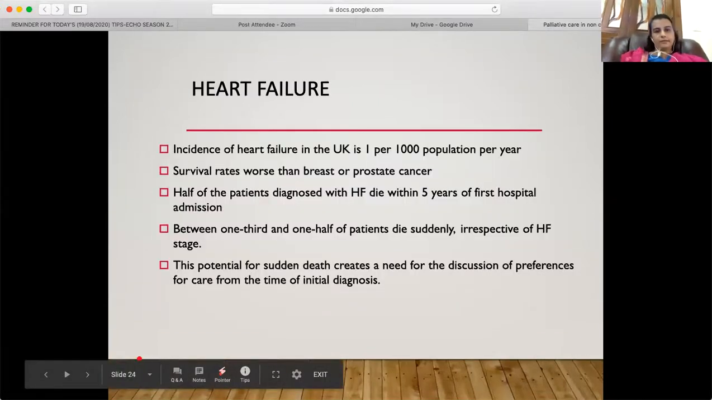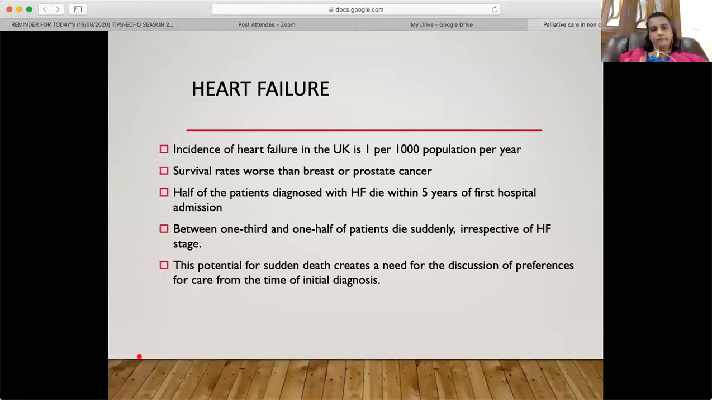So that was about COPD. Next, we come to heart failure. Again, data from the UK shows that the incidence of heart failure is 1 per 1,000 population per year. Unfortunately, they have worse survival as compared to breast or prostate cancer. But many of us, as doctors and even patients, don't realize that.